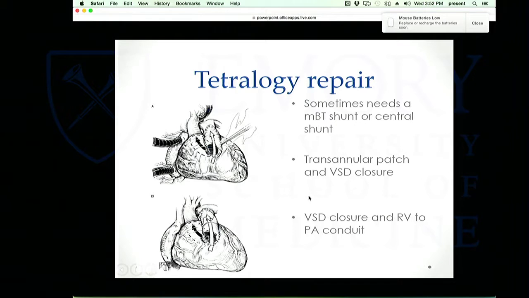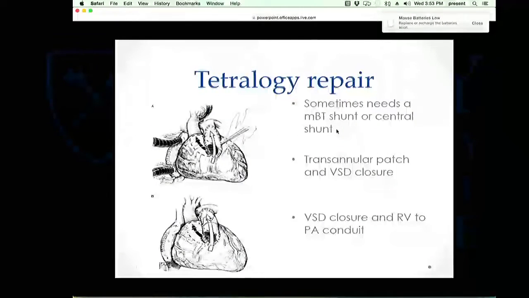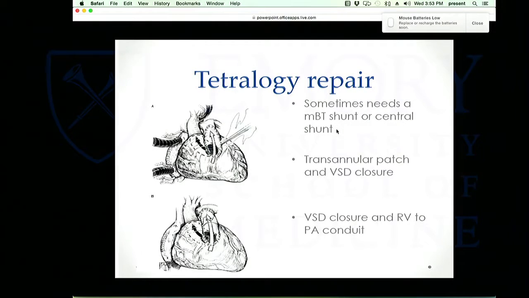So these patients would be repaired very similar to patients with tetralogy of Fallot. Sometimes, because of their anatomy, like the coronary arteries, or if they don't think they can physically do it given the size of the baby, they may palliate them for some time with a modified BT shunt or a central shunt to get more blood flow to the pulmonary arteries.